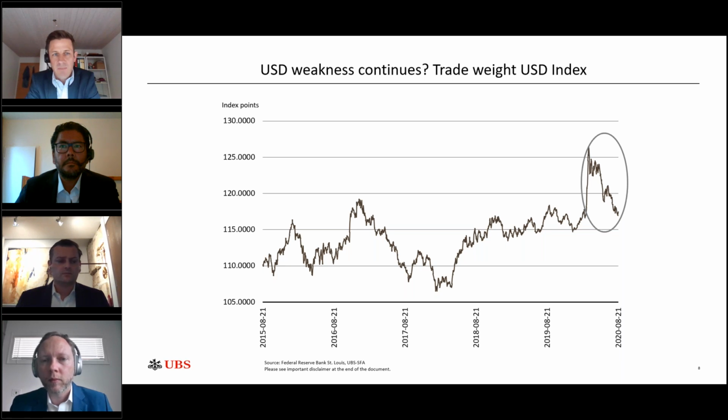And in our view, it makes sense in the long run to not only invest internationally in the underlying investments, but also to get exposure to the underlying risk currencies.